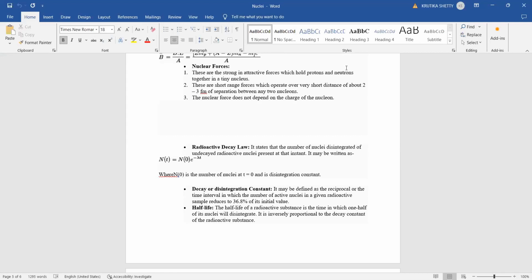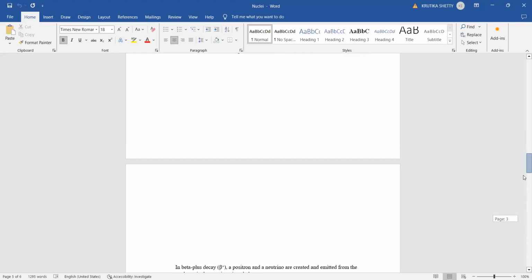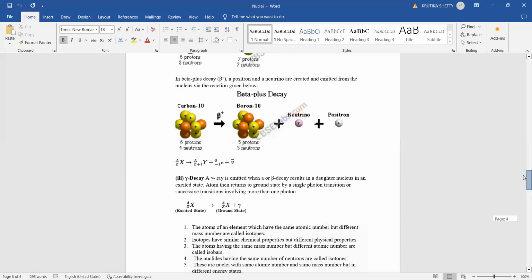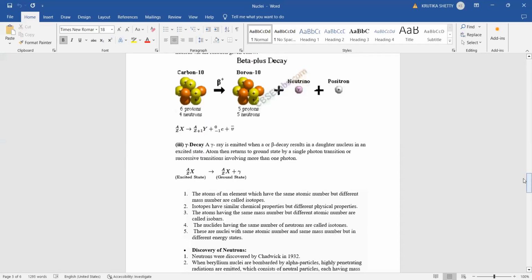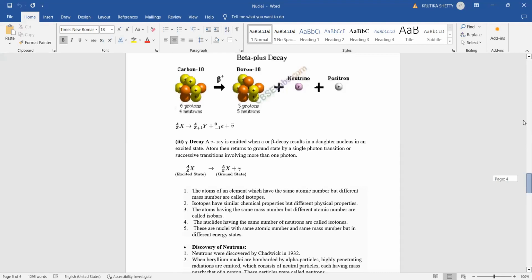Okay, in the last class, we started with the nuclei topic. In the nuclei topic, we discussed what the constituents of the nucleus are, and what the different types of forces are. Then we discussed different types of nuclei and examples for that. Then the discovery of the neutron.